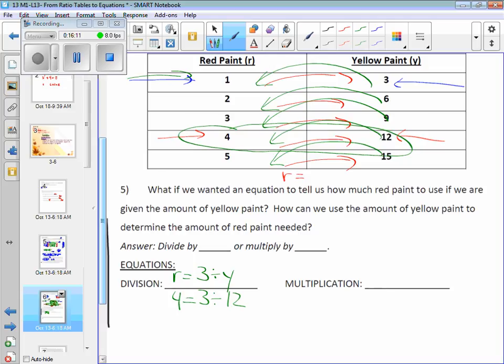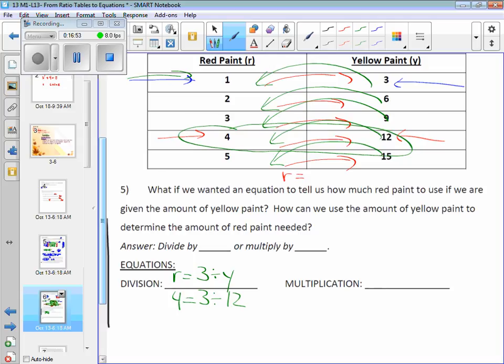Ready? Is 4 equal to 3 divided by 12? Yes or no? Say it. You be careful. 3 divided by 12? No. Order matters. Come on now. 3 divided by 12 is not 4. But what is equal? What's our issue? Because we almost have it.